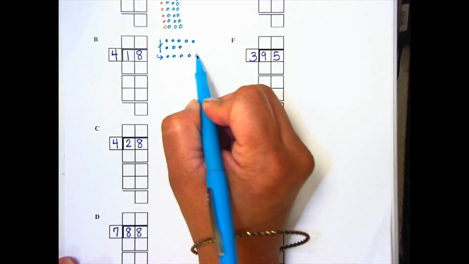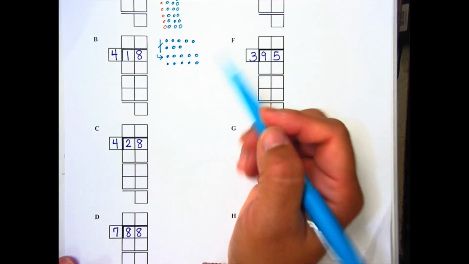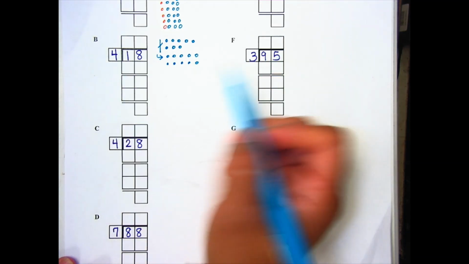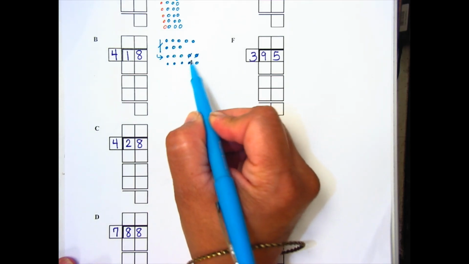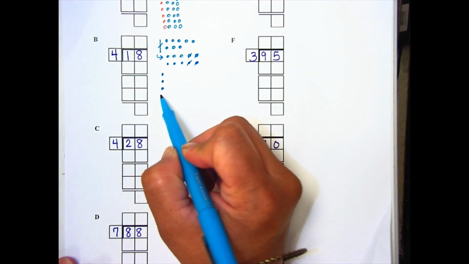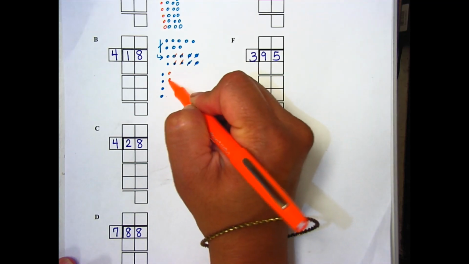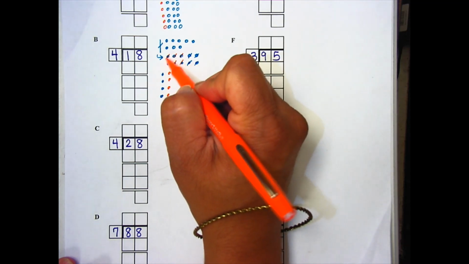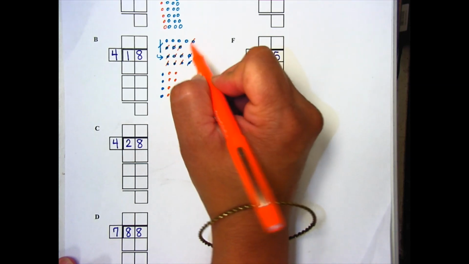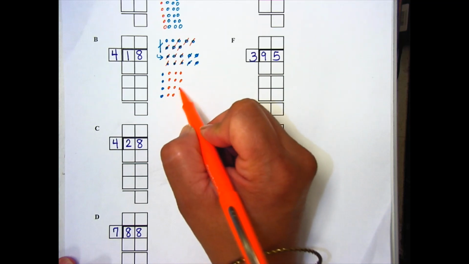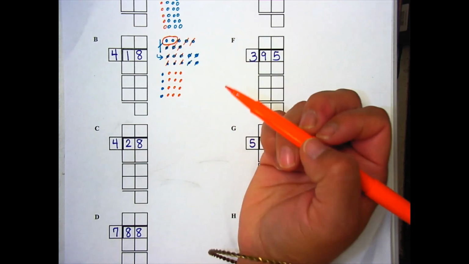1, 2, 3, 4, 5, 6, 7, 8, 9, 10. There's the 10 that I regrouped. Now I'm going to put them into 4 groups. So I'm going to count by 4s. 1, 2, 3, 4. 1, 2, 3, 4. 1, 2, 3, 4. And 1, 2, 3, 4. 1, 2, 3, 4. Do I have enough to make another group with these that were remaining? No, I don't. I have 2 left over.